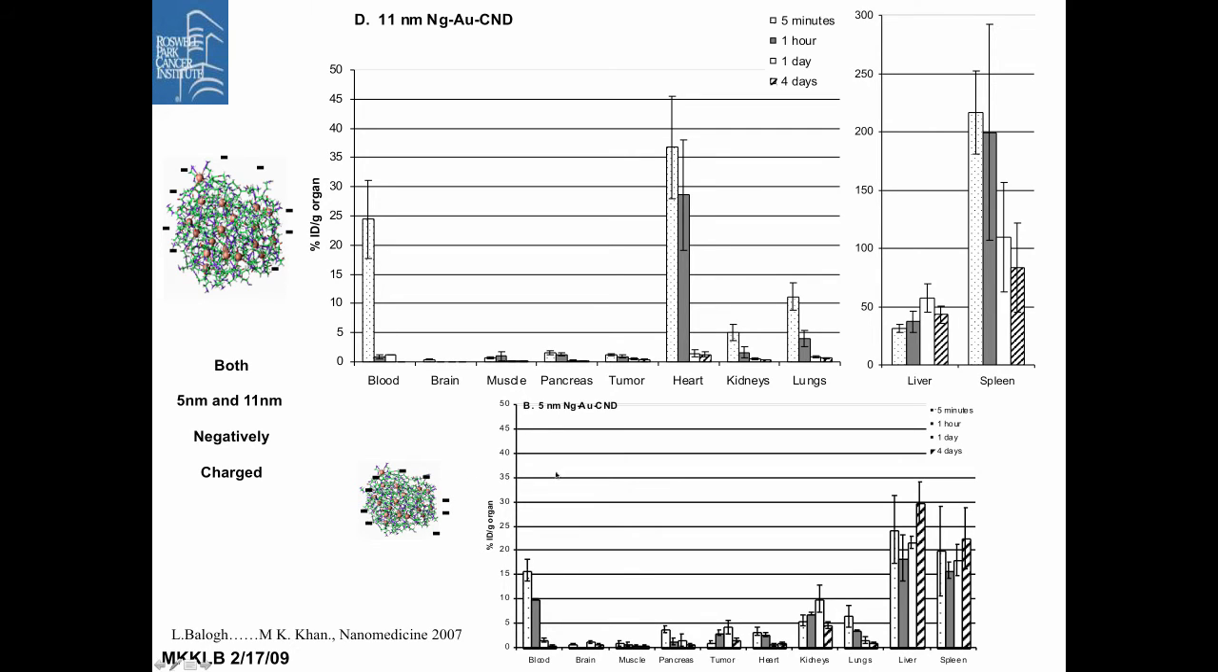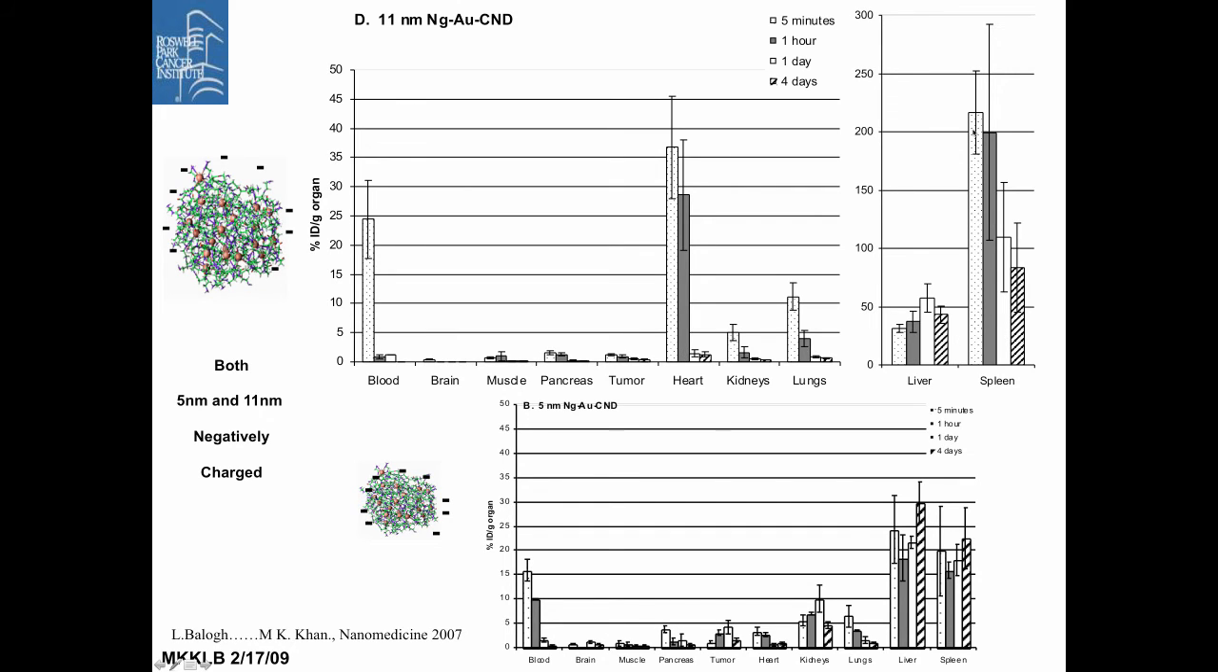Now let's look at an 11 nanometer negatively charged particle versus the 5 nanometer negatively charged particle. And what I want you to see is, look again at the blood. This is percent injected dose per gram. Between 5 minutes and 1 hour, the 11 nanometer particle is almost all out of the blood. It's even less in the tumor. It's staying in the heart. Here's the kidneys, lung, and then the liver and spleen.